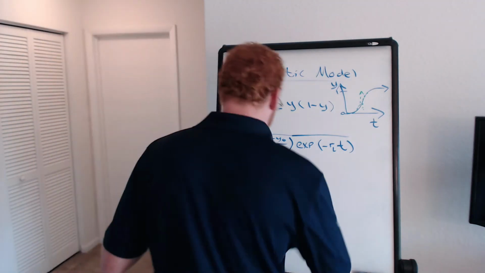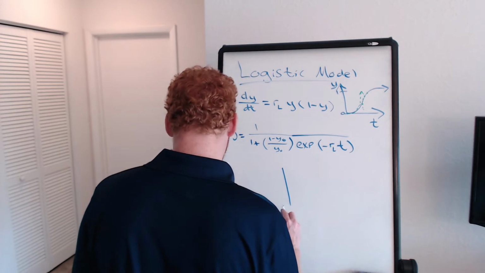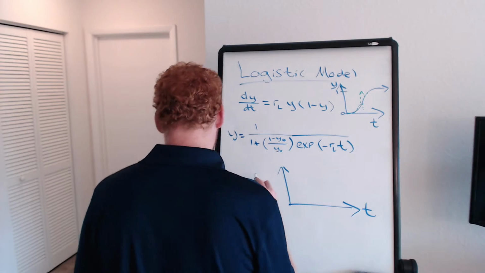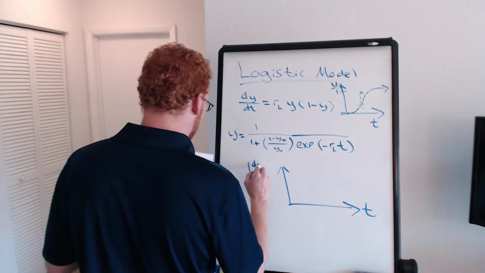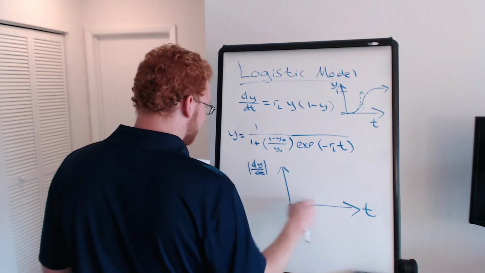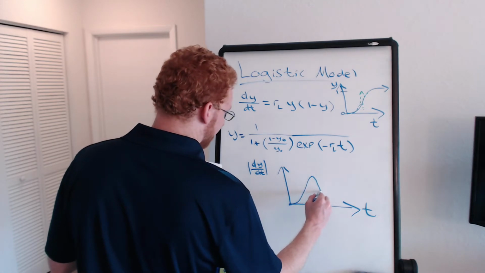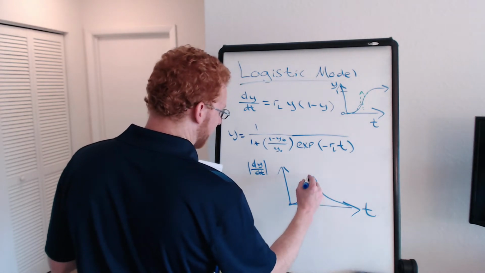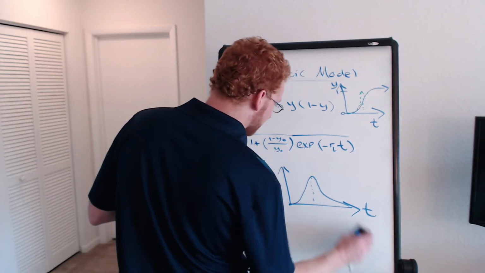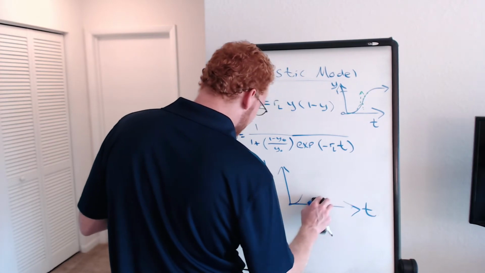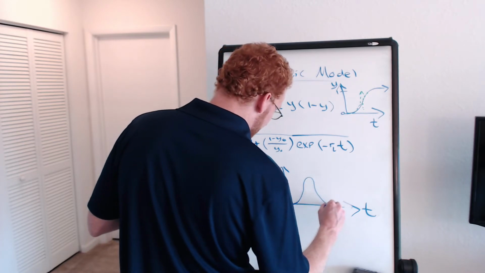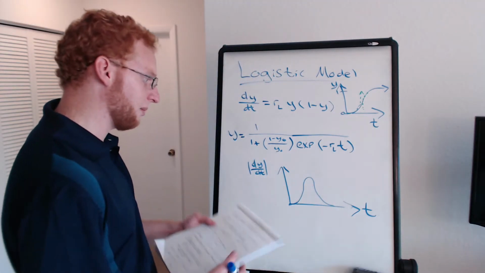Then if you graph the absolute value of the rate of change, |dy/dt|, versus time, you get a symmetric bell-shaped curve. It's not actually a bell curve, I don't believe, but it looks similar to it. Pretend this is symmetric. You get that kind of shape.